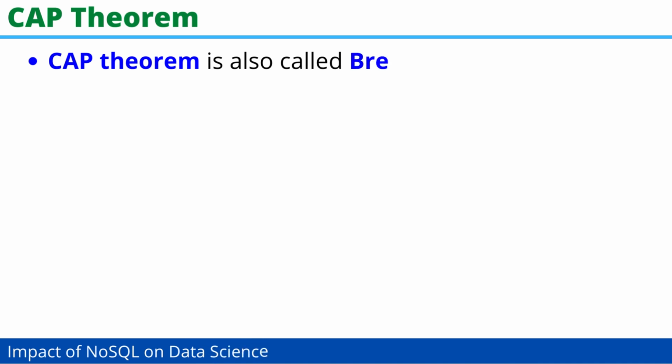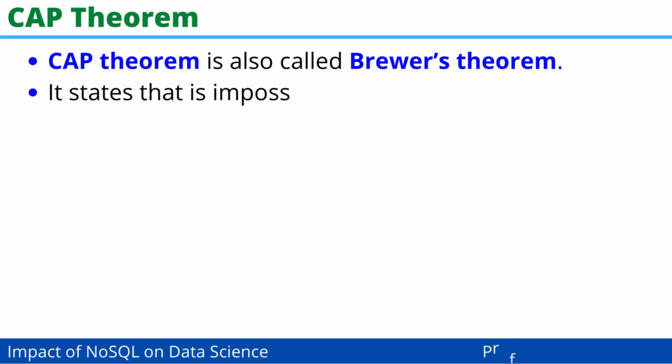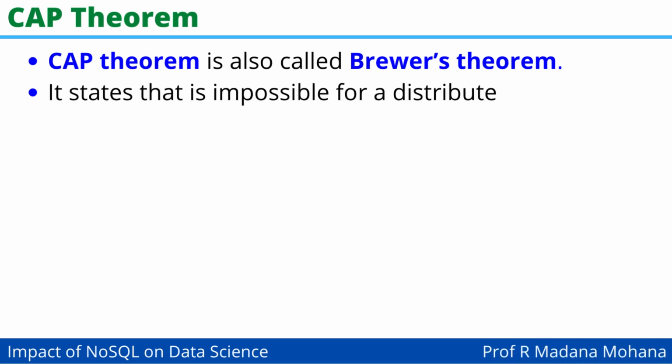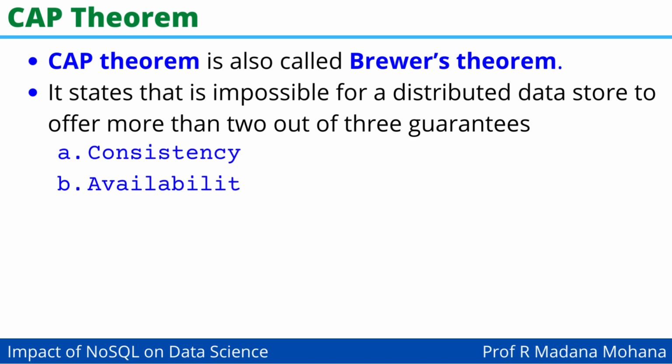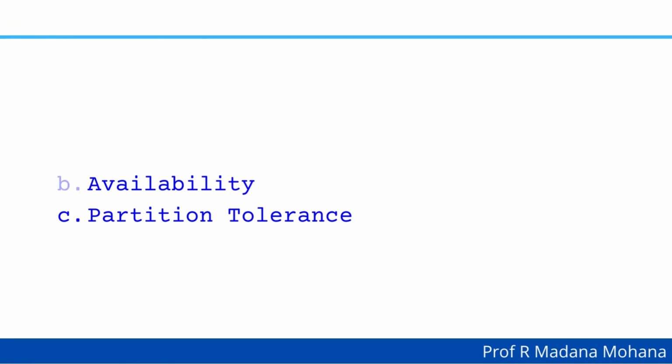The CAP theorem, which is also called Brewer's theorem, states that it is impossible for a distributed data store to offer more than 2 out of 3 guarantees. In the diagram we already saw that only two possibilities are possible. The first one consistency, second one availability, and third one partition tolerance. This is called the CAP theorem.